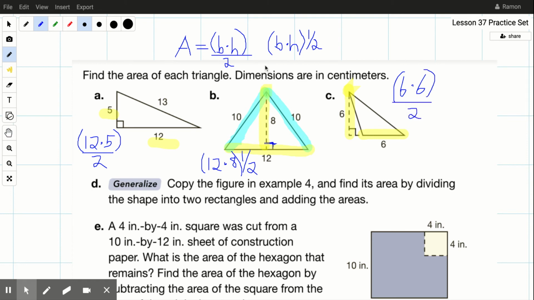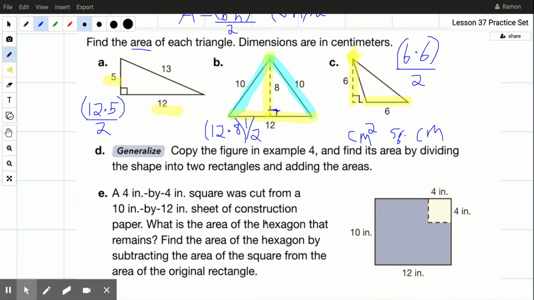Keep in mind that your dimensions are in centimeters, and since we're looking for the area, that means that all of our answers are going to be in the unit of centimeters squared or squared centimeters, if that's more your flavor. Either one of those units is correct.